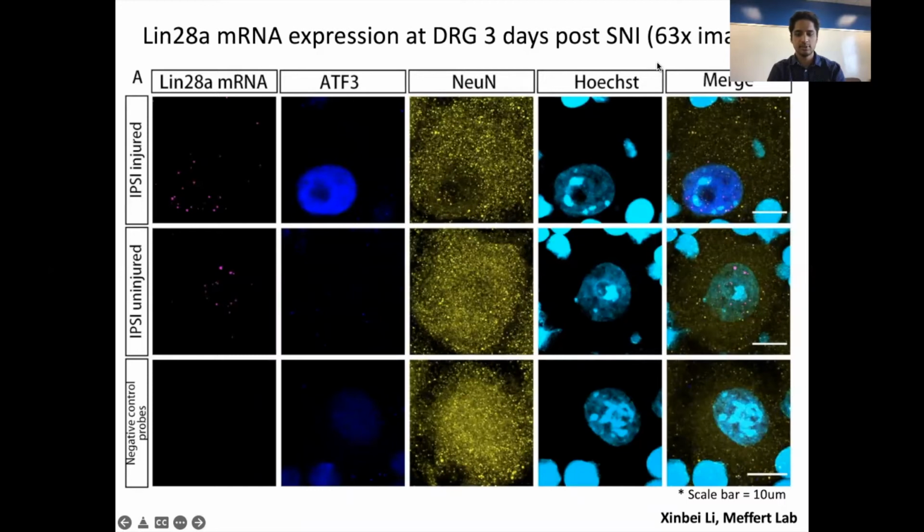Shown are the Lin28 mRNA distribution at 3 days post-SNI. ATF3 is a transcription factor which is highly expressed in injured cells. NeuN identifies neurons, and the Hoechst stains identify nuclei. The injured cells on the ipsilateral side at day 3 had a higher level of Lin28 mRNAs than did uninjured cells on the same side. All the images shown here are maximum intensity projections of Z-stack images.